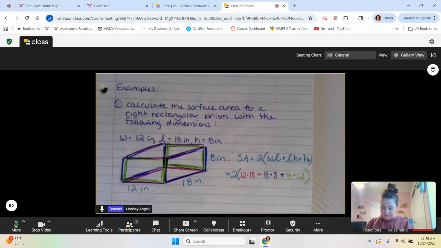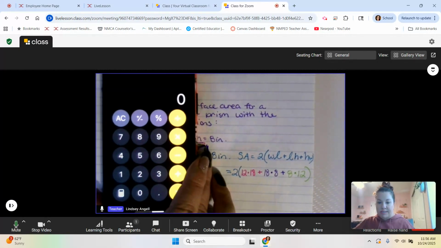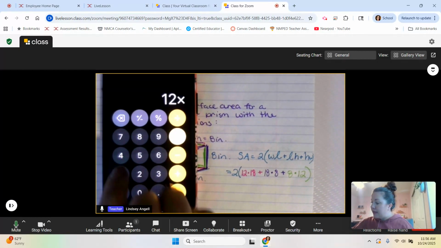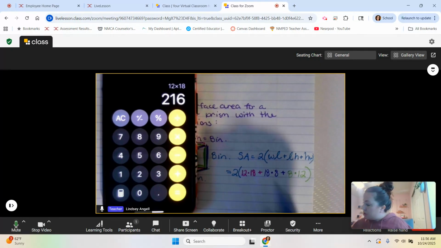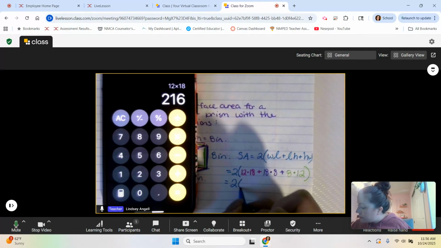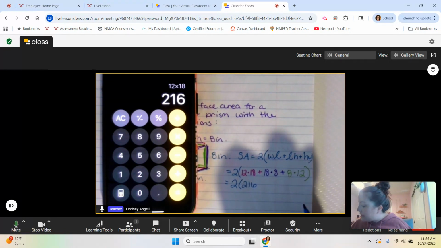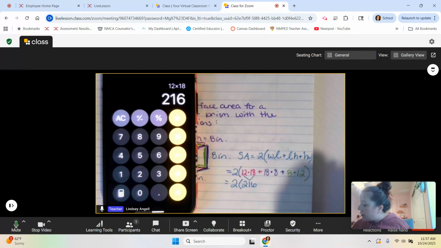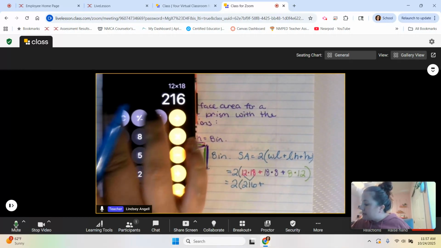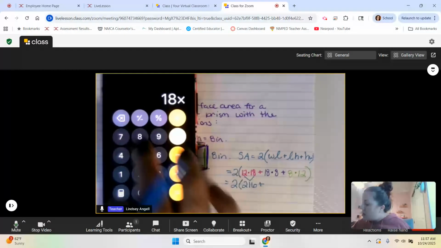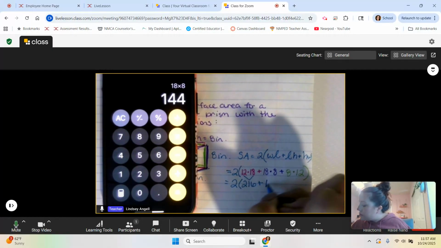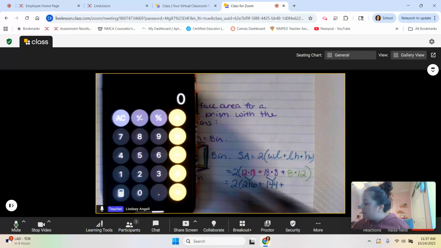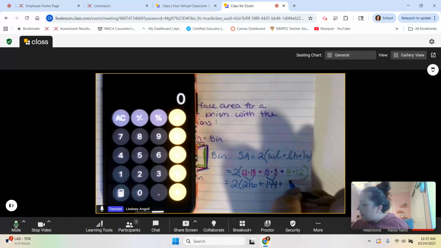Some of these numbers are a little bigger, and I don't feel like dealing with them, so let me get out my calculator. Okay, so first I have 12 times 18. That gives me 216, so I'm going to show every one of my steps. It's always a good habit to be in. So right here we have 216 plus, and then we have 18 times 8. Remember, we have to do the order of operations, so that multiplication comes before the addition, okay? And then 8 times 12 I know is 96.